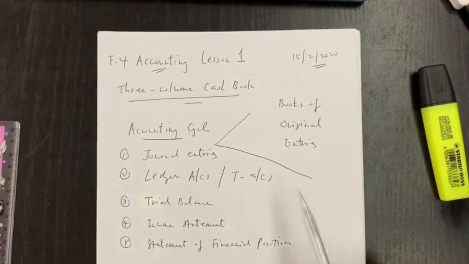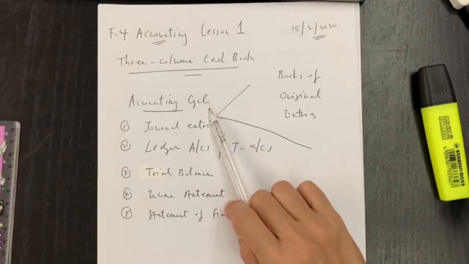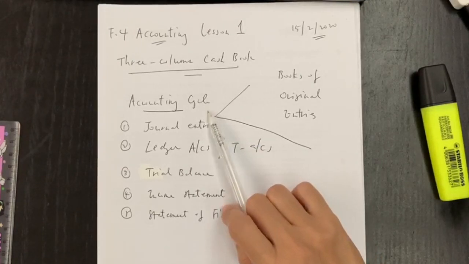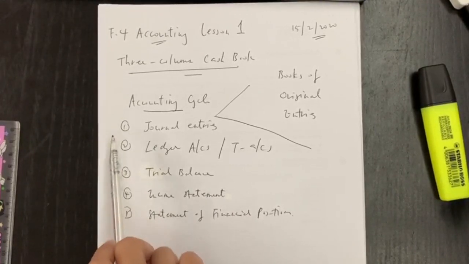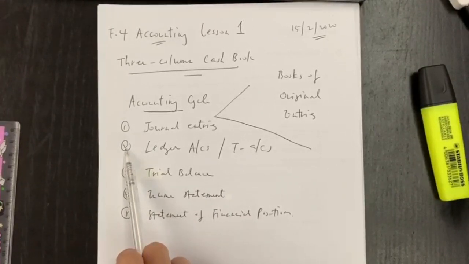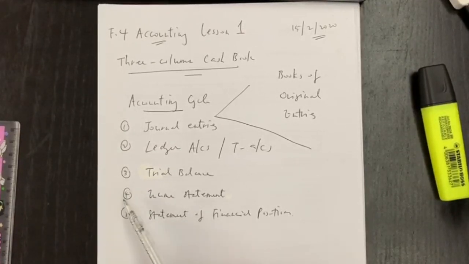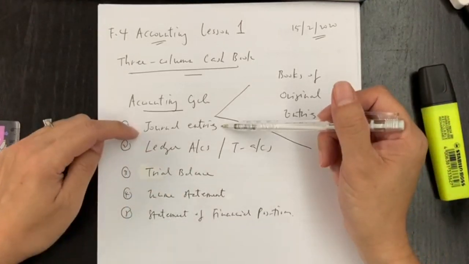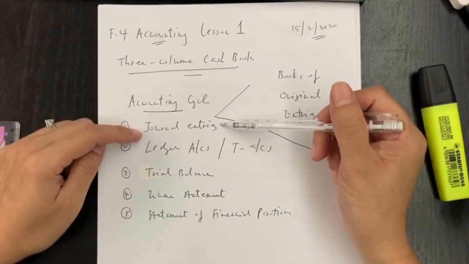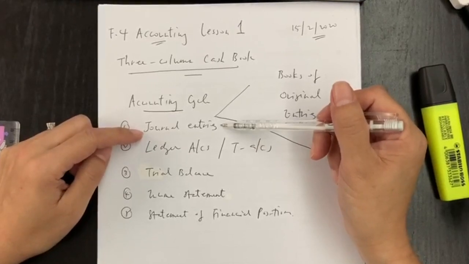Today I'm going to show you what a 3-column cash book is. But before we look at the cash book, we have to go back to the accounting cycle that you learned in the first term. Remember all these journal entries. After that, we do posting, and then we come to the trial balance, and in steps 4 and 5 we have the financial statements. In the first step, journal entries, we always do twice: one on the debit side and one on the credit side.